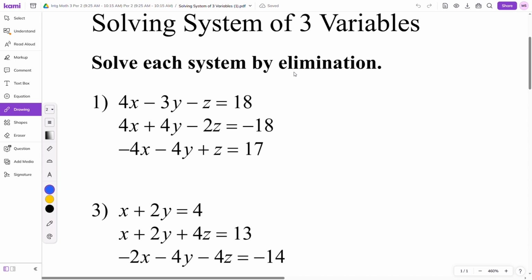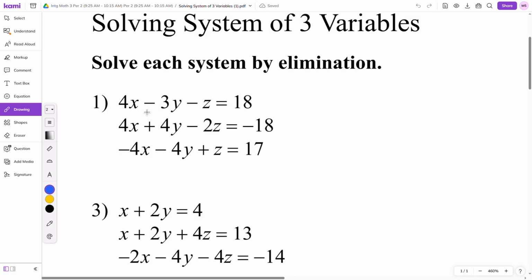Welcome back, my friends. We're going to today talk about how to take apart a problem that has three equations with three variables. And so let's begin. Well, we see here, we're starting with number one here. It's always good to take a look at the problem first before you just dive in and start doing stuff.